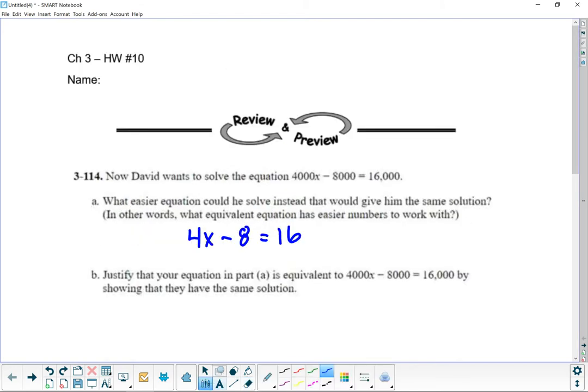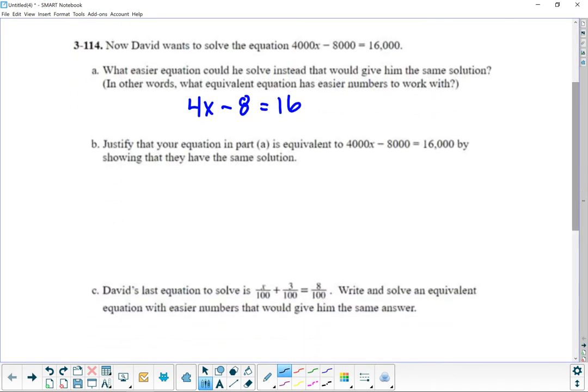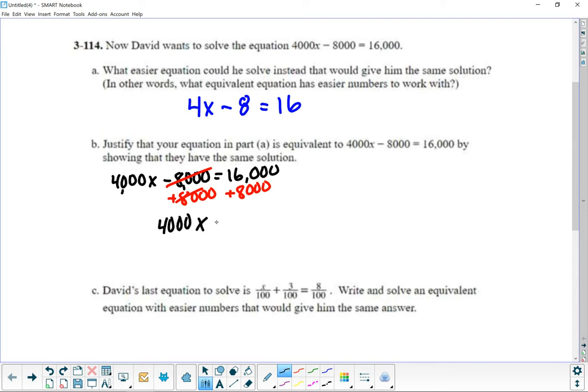Okay, so we'll start with the one in part A first. That's 4,000x minus 8,000 equals 16,000. So first you got to solve this. Add 8,000. These cancel out, and you get 4,000x equals 16,000 plus 8,000 makes 24,000.